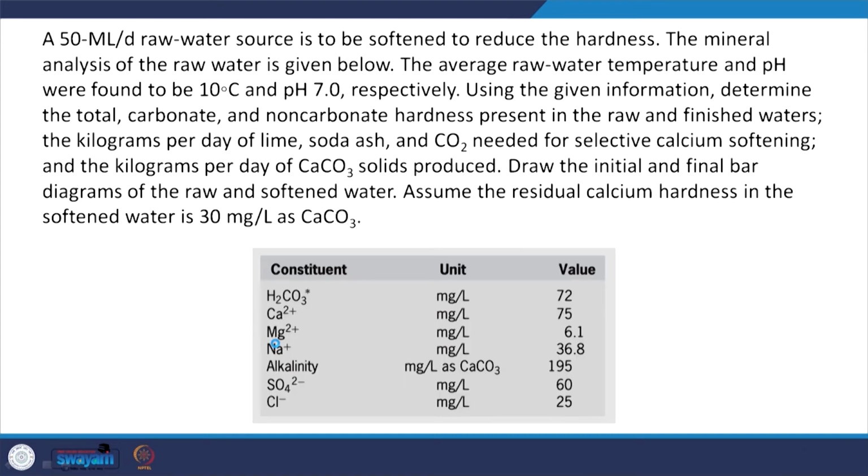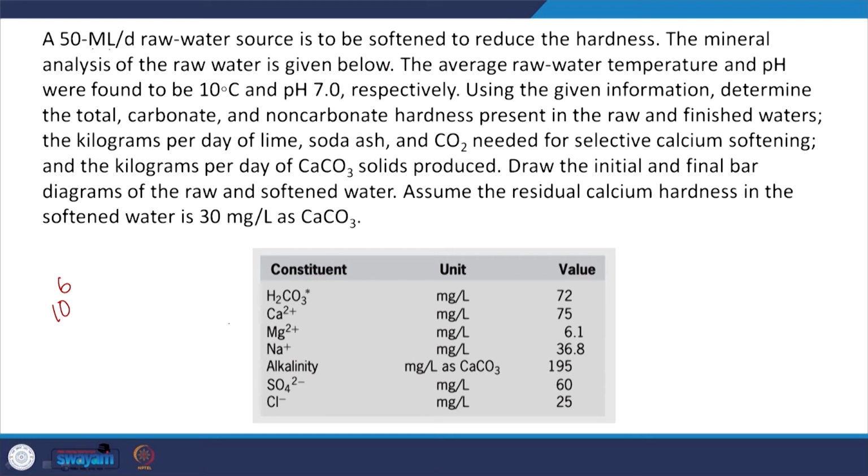So here we have another example. Let's just look at that. 50 MLD, MLD meaning million liter per day. 1 million is 10^6, right? 1 million liter per day, MLD. A 50 MLD raw water source is to be softened to reduce the hardness, fine. And the mineral analysis of the raw water is given below.